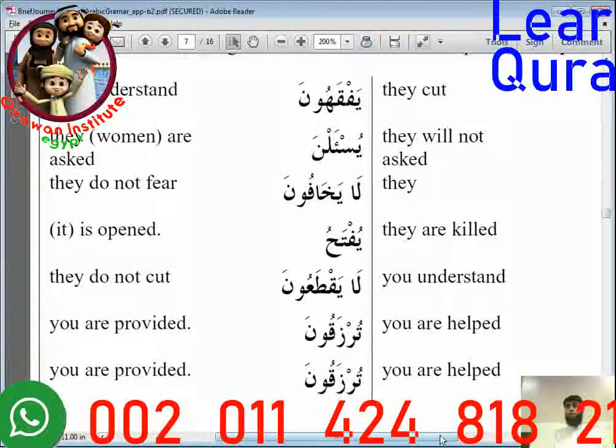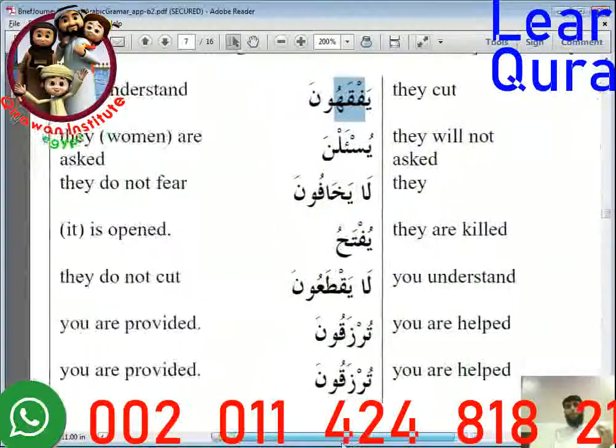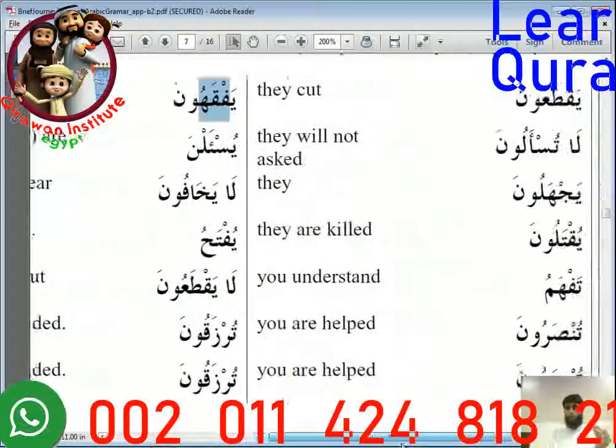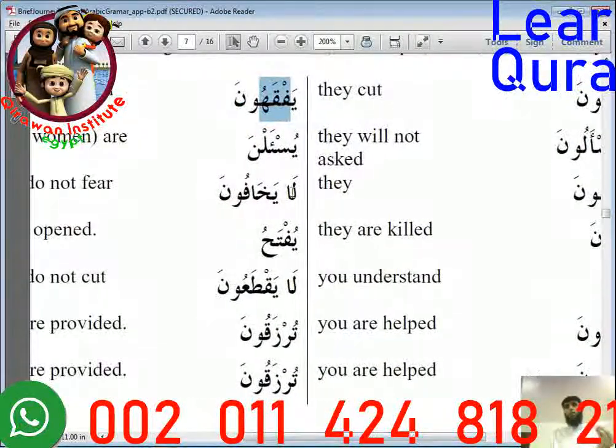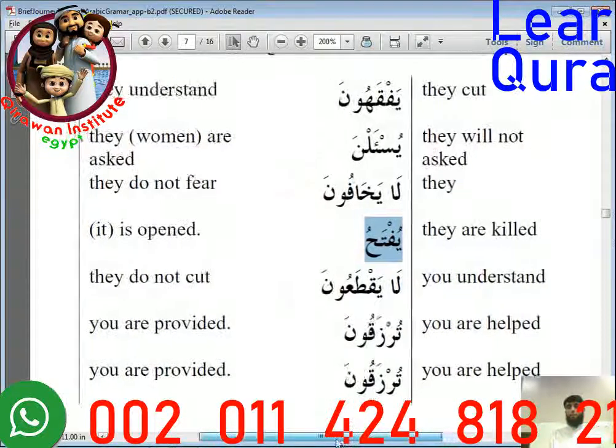Right, so yafqahuna from fiqh, right? So fiqh is understanding, yafqahuna, they understand. And let's see if they have given. Okay, so yus'alna, they will be asked. They will be asked, the women will be asked. Why women? Because of a single noon without a waw. And yuftahu, it is opened or it will be opened. Similarly, there are other examples.